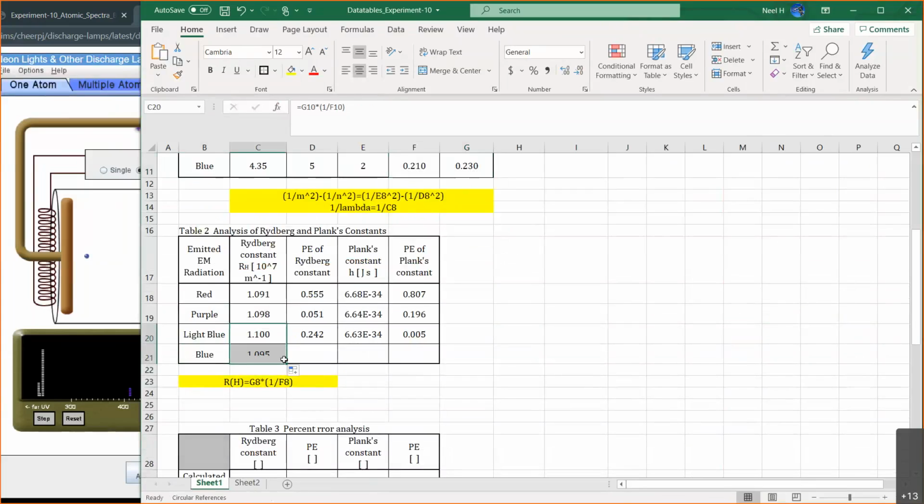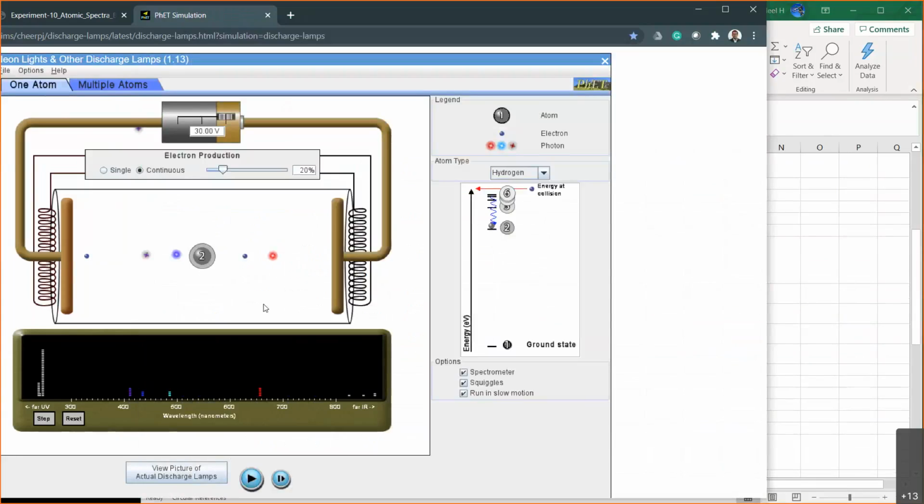Check it out, Rydberg constant. I think that's very good. Yeah, so that's the perfect number we're expecting. Error is very low. So the Planck constant is also very good. All right, so those are the only colors I think we can see on the hydrogen spectrum.